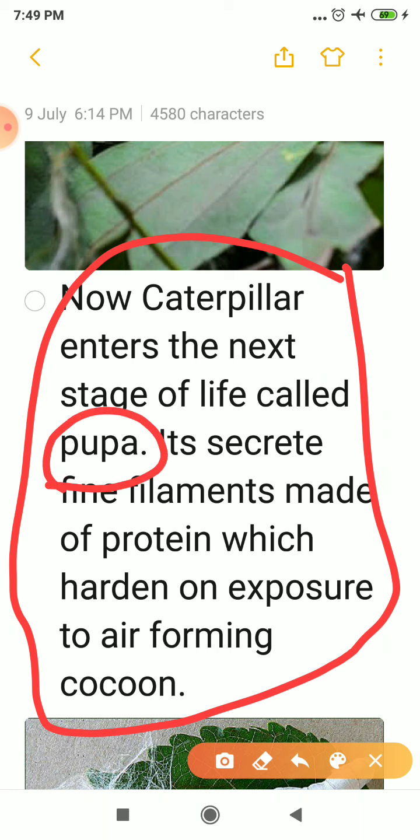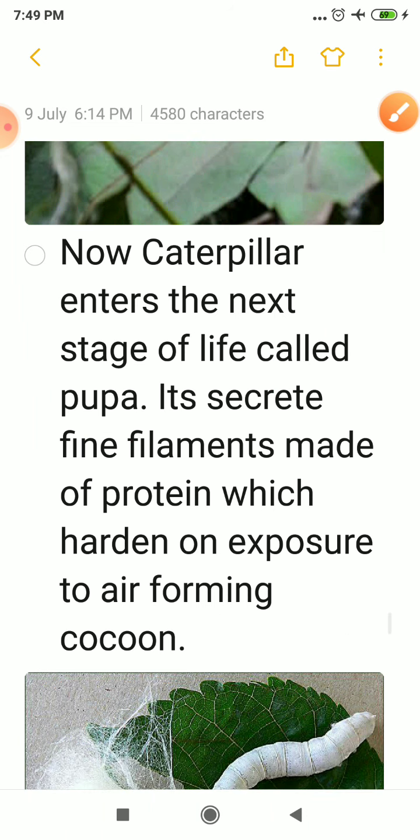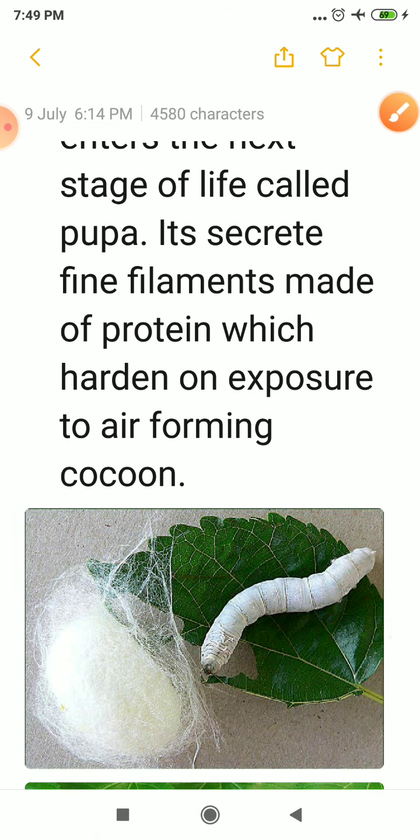And how does it go into the next stage? It secretes fine filament, just like threads. Everybody is familiar with thread. Just like threads, it secretes fine filament made of protein which hardens on exposure to air, forming a cocoon. I will show you the picture of the cocoon, then it will be clear. See here, like this.